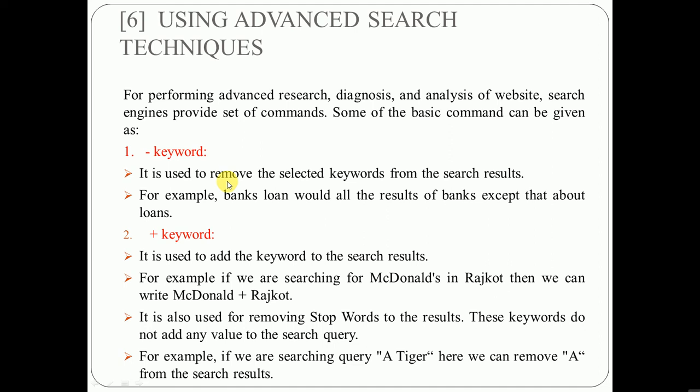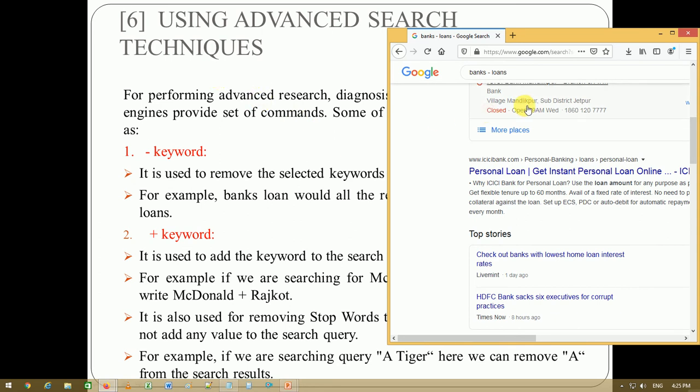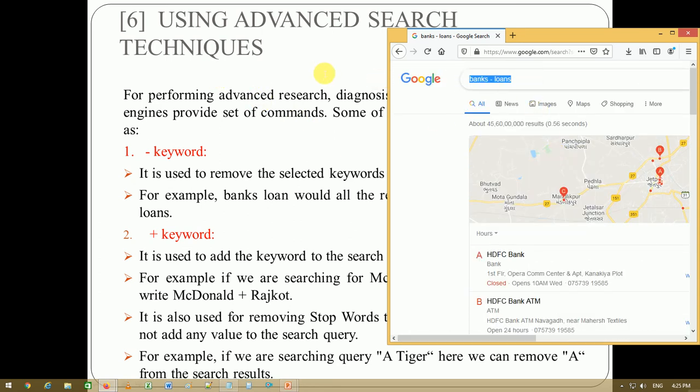The second keyword, the opposite of the minus keyword, is called the plus keyword. It is used to add a keyword to a search result. If you are searching and you want to add one more thing, then you can use it. For example, if you are searching for McDonald's in Rajkot, then we can write McDonald plus Rajkot. We will check both results on different browsers so that we can understand.